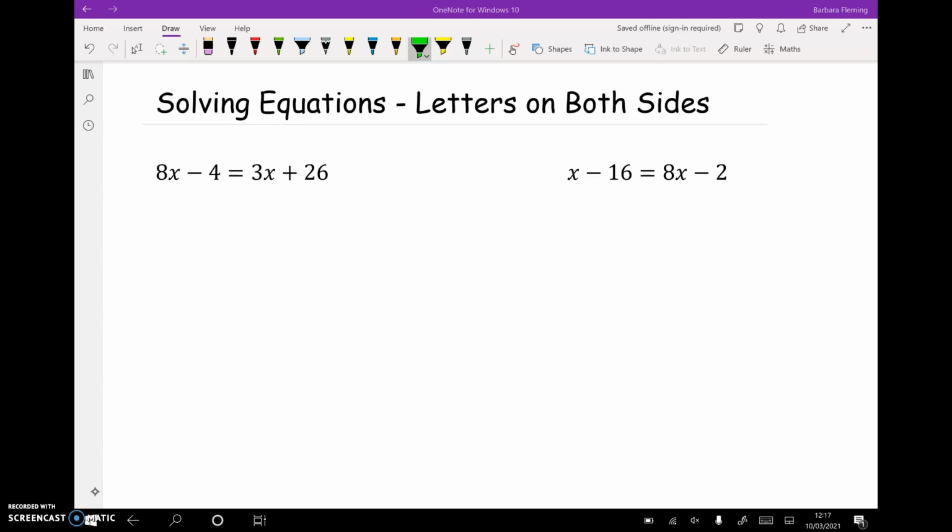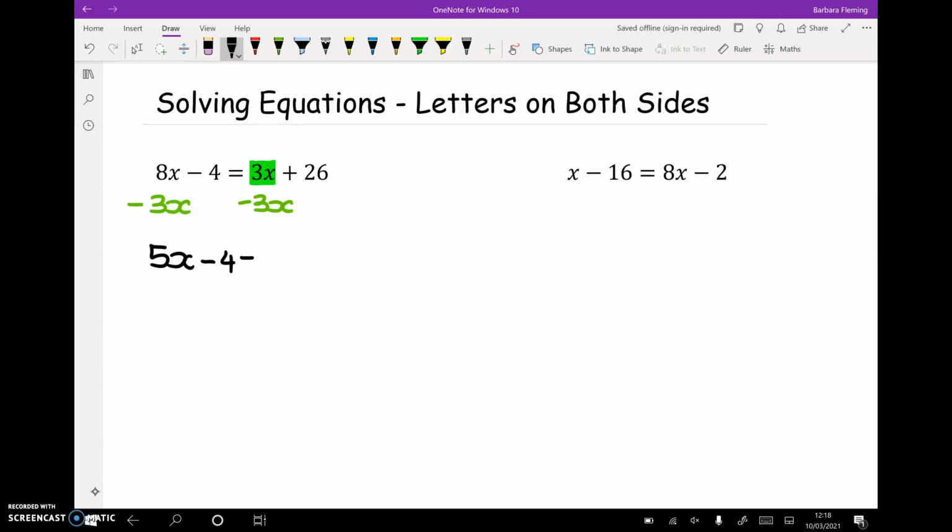So in this case, my smaller amount of x's is 3x. And I'm going to subtract 3x from both sides, because that means we will no longer have any x terms on the right-hand side. We'll only have x terms on the left-hand side. So we do this, we do 8x take away 3x, leaves you with 5x. We've still got our subtract 4.